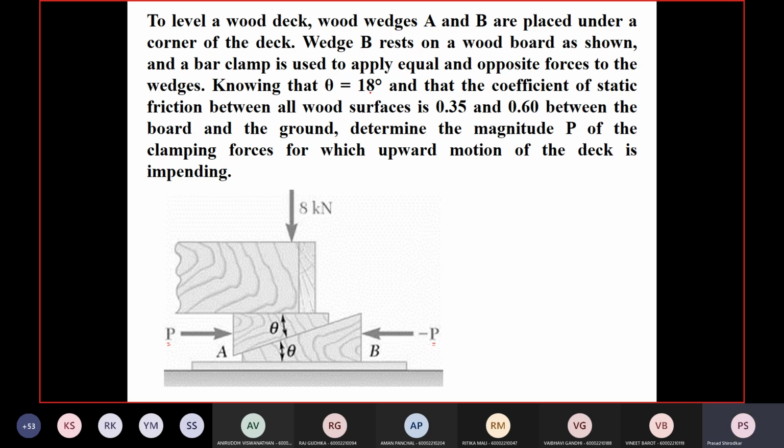Knowing that theta is equal to 18 degrees and the coefficient of static friction between all wood surfaces is 0.35 and 0.6 between the board and the ground. So down here the coefficient of friction is not the same. Here it is 0.6 between the board and the ground, and between all the wooden surfaces everywhere else it is 0.35.